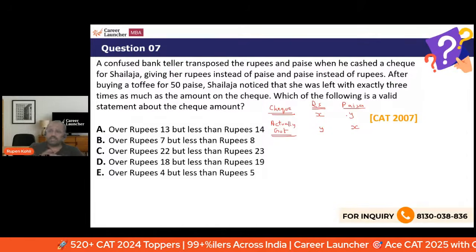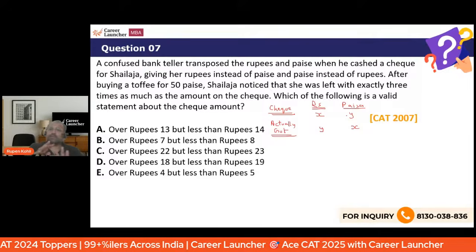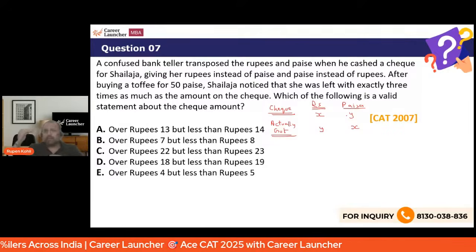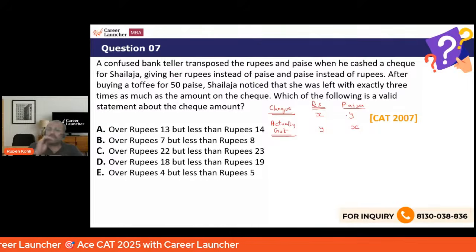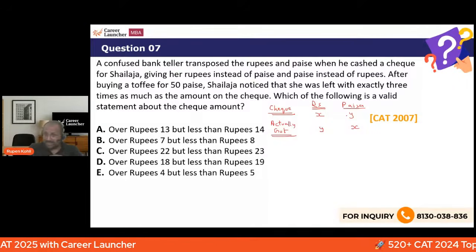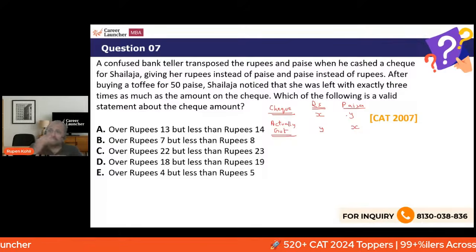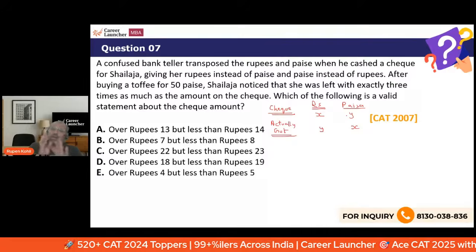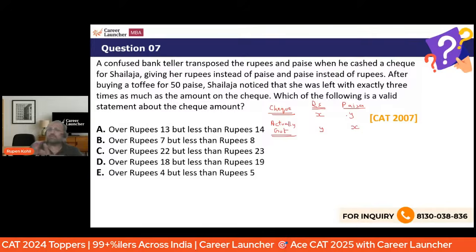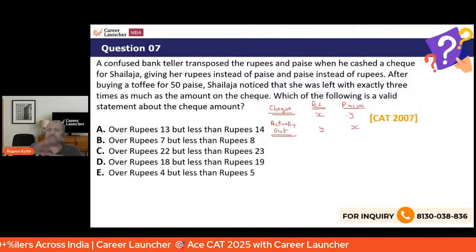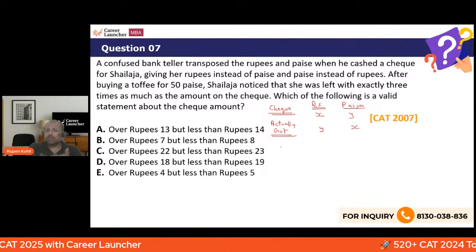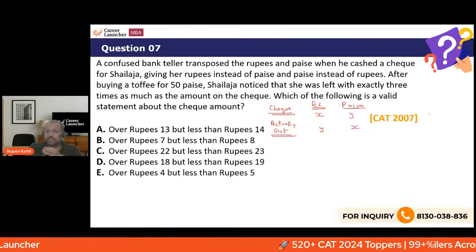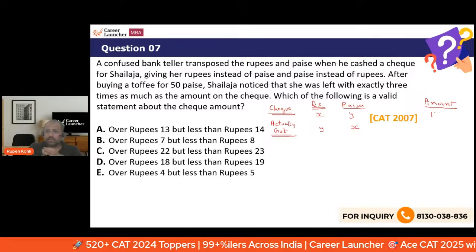If I want to write in terms of rupees, 1 paisa is 1 by 100th of a rupee. So either I say x plus y by 100 rupees, so 4 plus 10 by 100, 4.1 rupees, or I say 1 rupee is 100 paisa, so x rupees is 100x paisa, so 100x plus y paisa. I don't like writing fractions, so let me write in terms of paisa. So can I say x rupees and y paisa is a total paisa of 100x plus y? That's the total amount in paisa terms, 100x plus y.